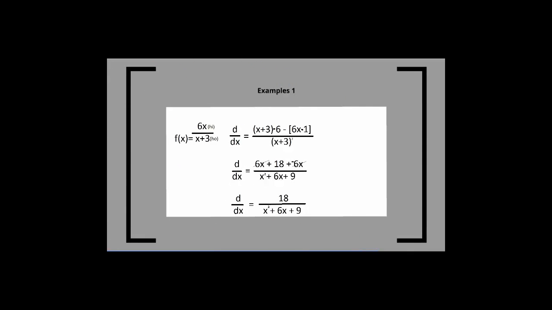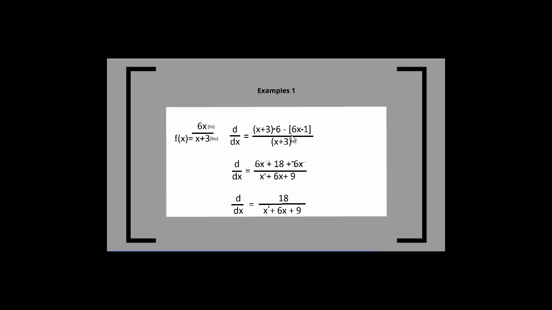Here's some examples. So in this first example, we're starting off with the quotient 6x over x plus 3. You can see that these are two distinct functions of x in the numerator and the denominator. So we let u equal 6x, v equal x plus 3. Then we work out our du dx, which is obviously 6, and our dv dx, which is just 1, isn't it? Because the x differentiates to 1 and the 3 to 0.